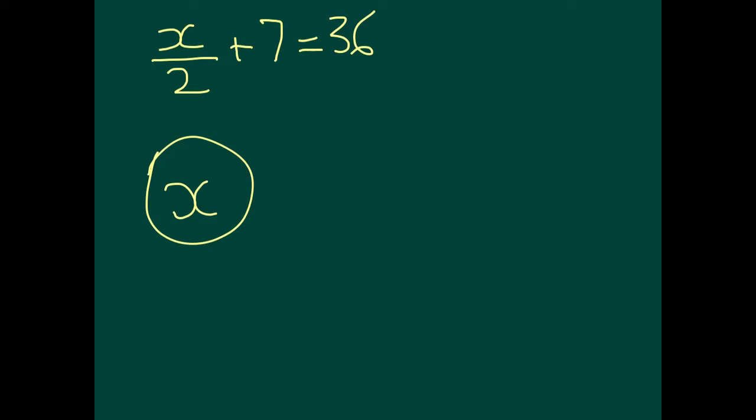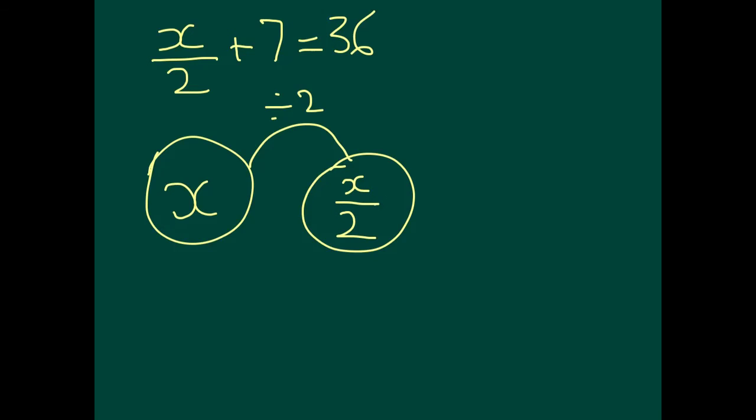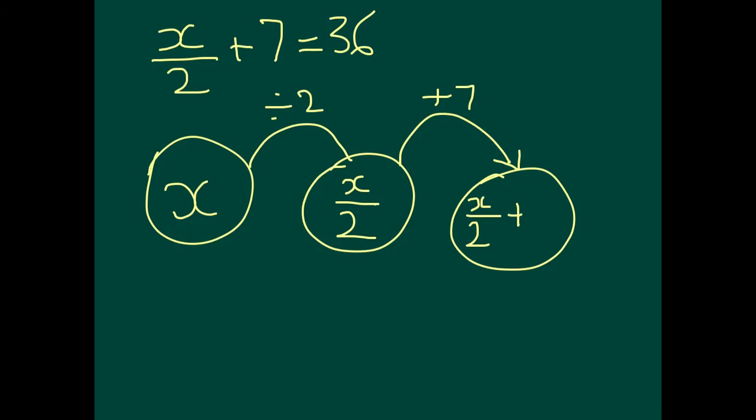On the last slide, I'm starting out with x divided by 2, plus 7, is 36. So how did that come into being? Well, it started life as an x. It had itself divided by 2. And that gave us x over 2. And now it had 7 added to it. So we get x over 2 + 7. And that equals 36.